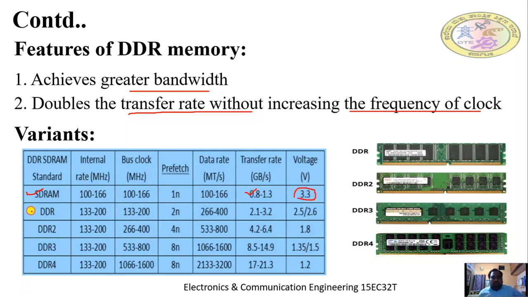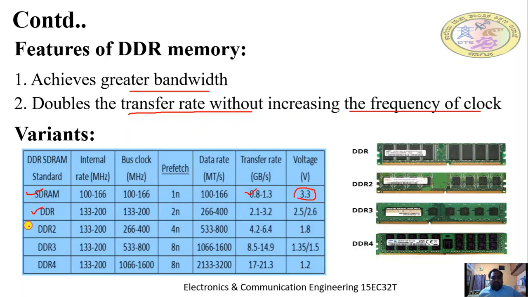And with the DDR1 version, it is going to transfer data at a speed of 2.1 gigabytes per second to 3.2 gigabytes per second, and it consumes a lesser voltage than the SDRAM, that is around 2.5 to 2.6 volt.